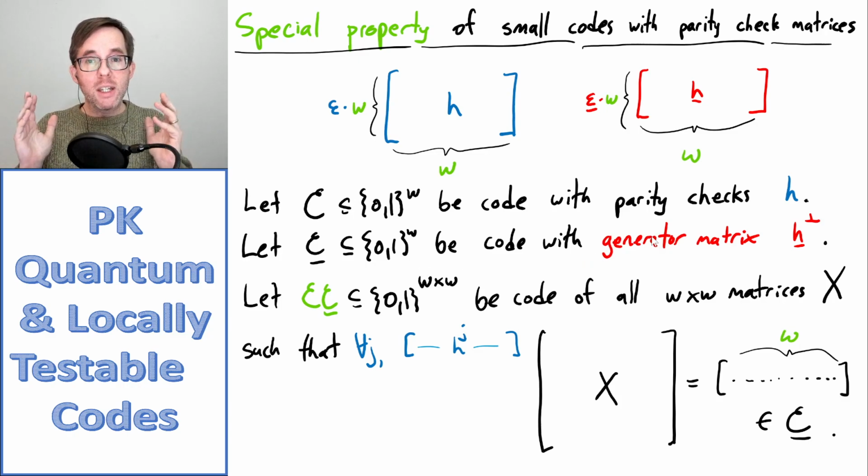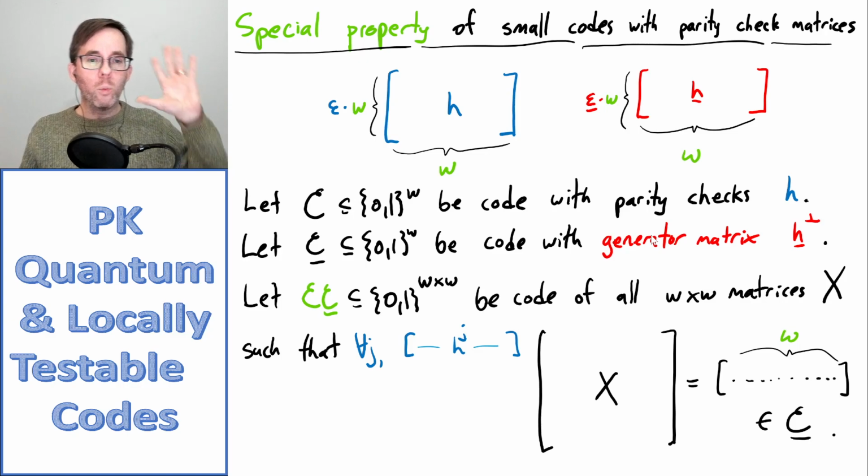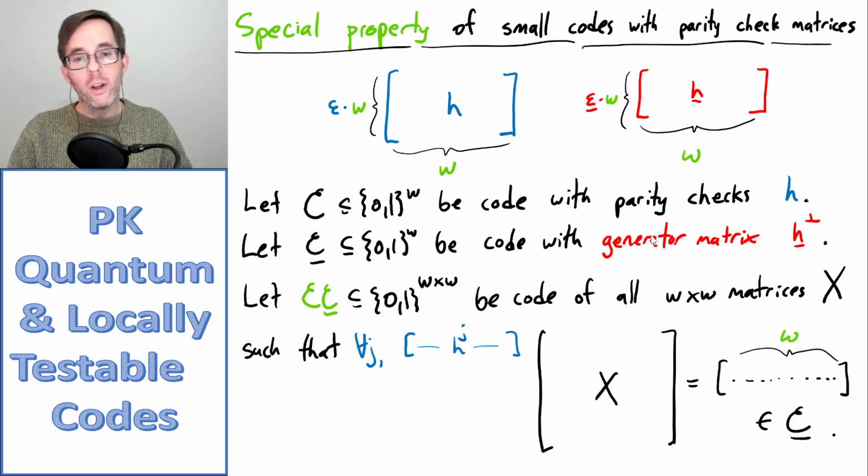Okay, so this is something similar to a product code or a tensor product code, but there's an asymmetry between C on the left and C underline on the right. One has the parity check on the left and the generator matrix, or the dual code, on the right.